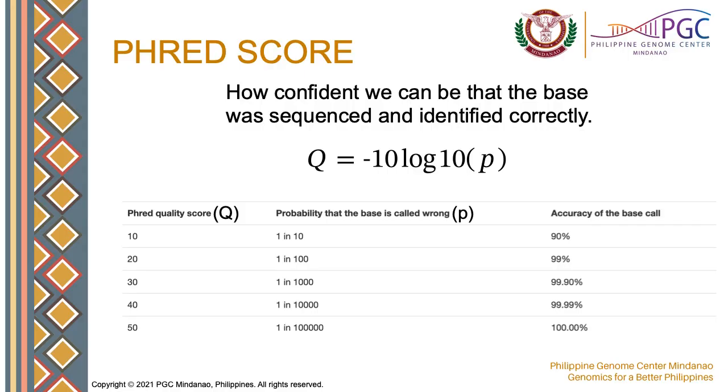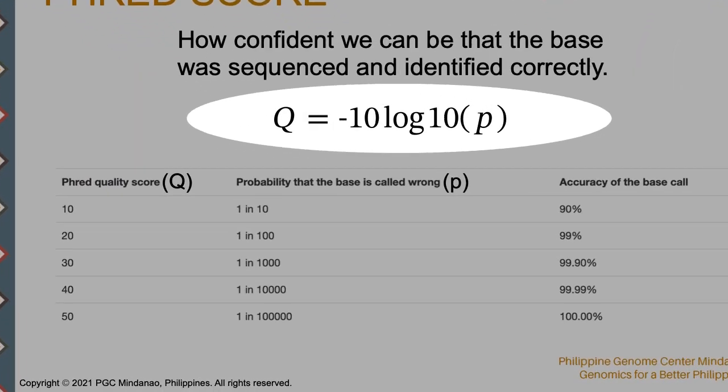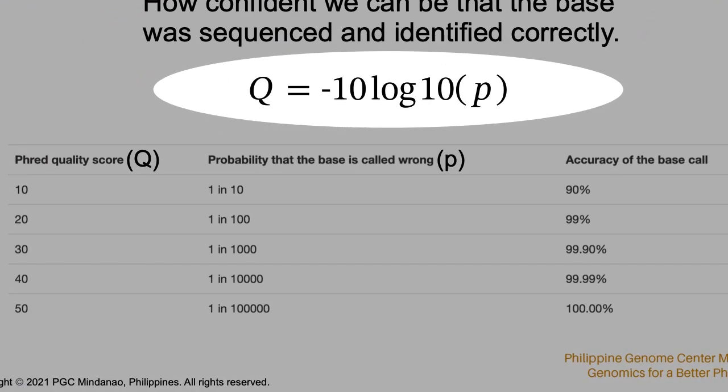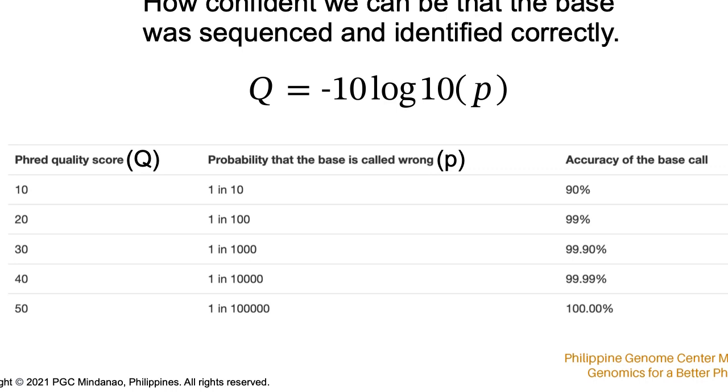Let us get to know what a Phred score is in a FASTQ file. It is a quality score or Phred scale for each base pair. It indicates how confident we can be that the base was sequenced and identified correctly. Phred scores use a logarithmic scale and are represented by ASCII characters, mapping to a quality usually going from 0 to 40. The quality, also called the Phred score, is the probability that the corresponding base call is incorrect.